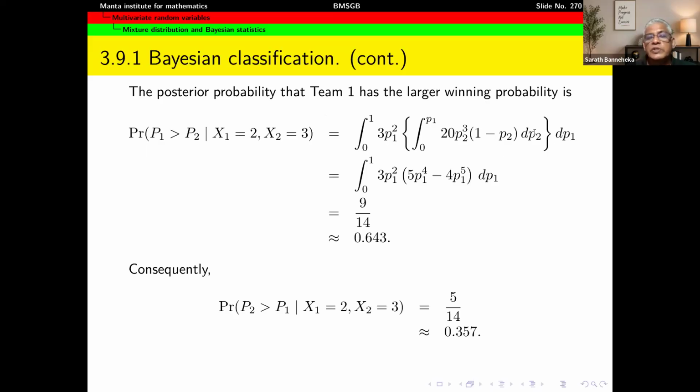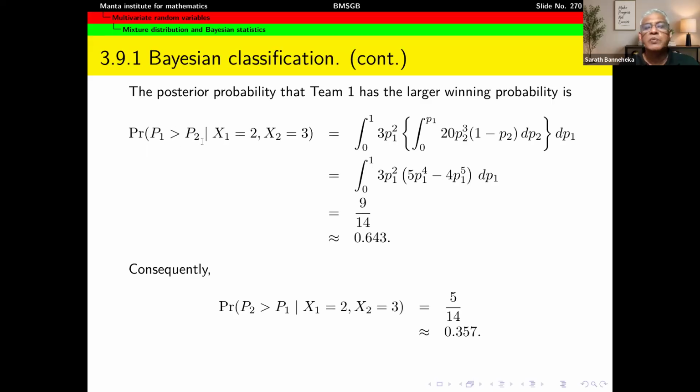In this case, if we are integrating over P2, P2 will be going from 0 to P1, and P1 will be going from 0 to 1, because we are looking at the probability of the subset where P1 is greater than P2. The support for P1 and P2 jointly is just a square, from 0 to 1 in one direction and from 0 to 1 in the other. But we are looking at the volume under the joint density over a subset satisfying P1 greater than P2.